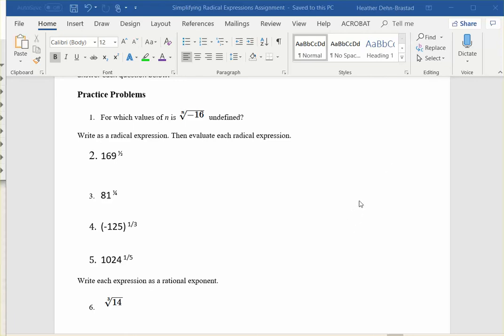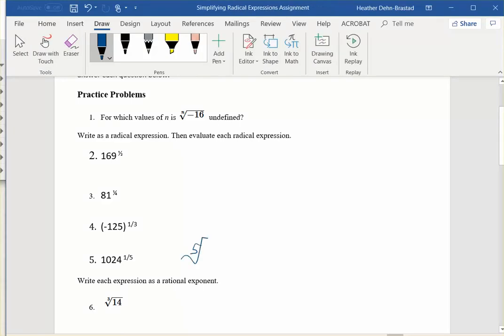So let's look at number 5. Number 5 says first to write as a radical, then to evaluate that radical expression. So to write as a radical, as you've probably already watched from your book, the bottom number tells you what to put inside that little part of the root there. So this will be the 5th root, and it's the 5th root of 1024.